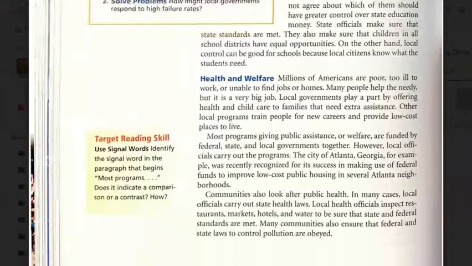The city of Atlanta, Georgia, for example, was recently recognized for its success in making use of federal funds to improve low-cost public housing in several Atlanta neighborhoods. Communities also look after public health. In many cases, local officials carry out state health laws. Local health officials inspect restaurants, markets, hotels, and water to be sure that state and federal standards are met. Many communities also ensure that federal and state laws to control pollution are obeyed.